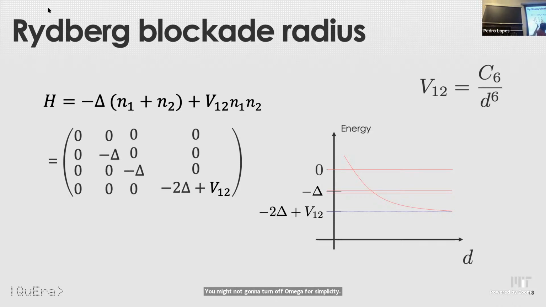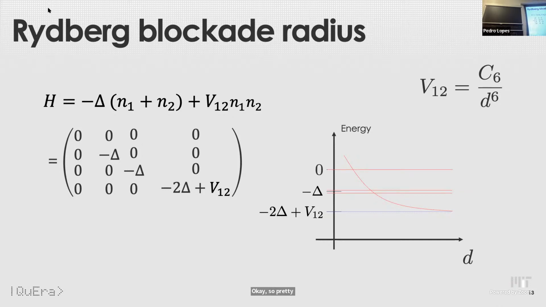It's not so hard. N is a good quantum number. Everything is diagonal, right? So this is 0, 0. This is 0, 1. This is 1, 0. This is 1, 1. So pretty much the middle ones have the delta, the other one has 2 delta and a V.